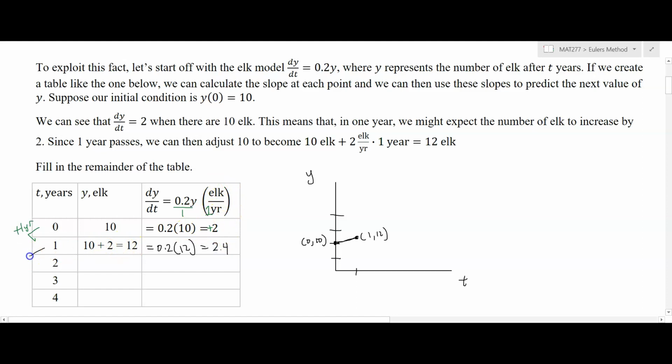So now 1 more year passes. We get plus 1 year. And we expect to have 2.4 more elk if 1 year passes, and it did. So we have the original 12 elk from time 1, plus the gain in elk of 2.4, which gives me 14.4 elk. And now I'm going to repeat this process. Now here we are at time 2. So at time 2, we now have 14.4 elk. So a little bit greater of a jump.